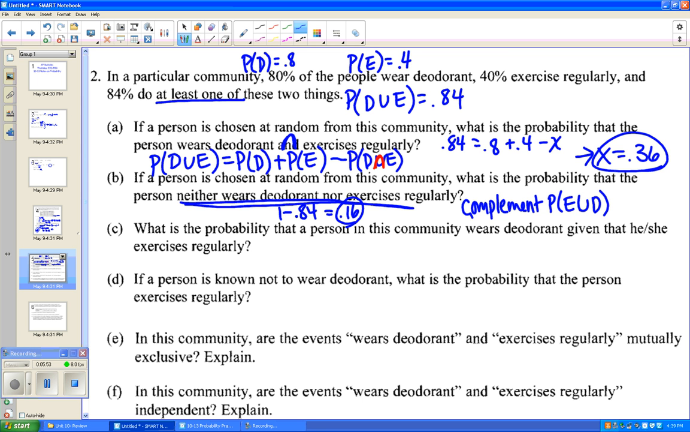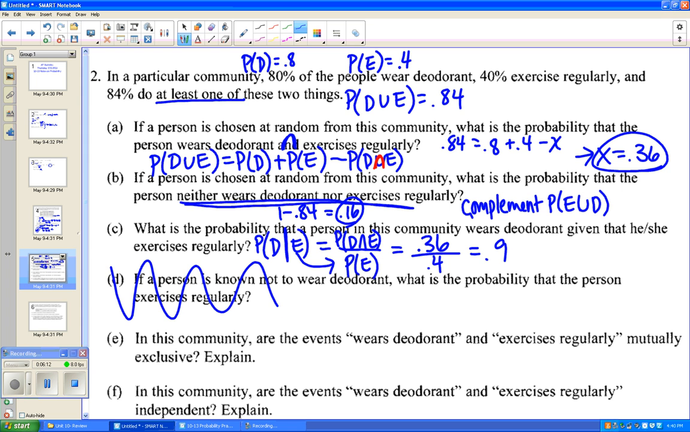What's the probability that a person in this community wears deodorant given they exercise? Here, since we don't have a chart, we're going to have to use the rule. Exercising goes in the denominator. The numerator is always and. Again, you're given this formula. Don't forget it. So the and we figured out to be 0.36. The exercise probability is 0.4. Get a total of 0.9.